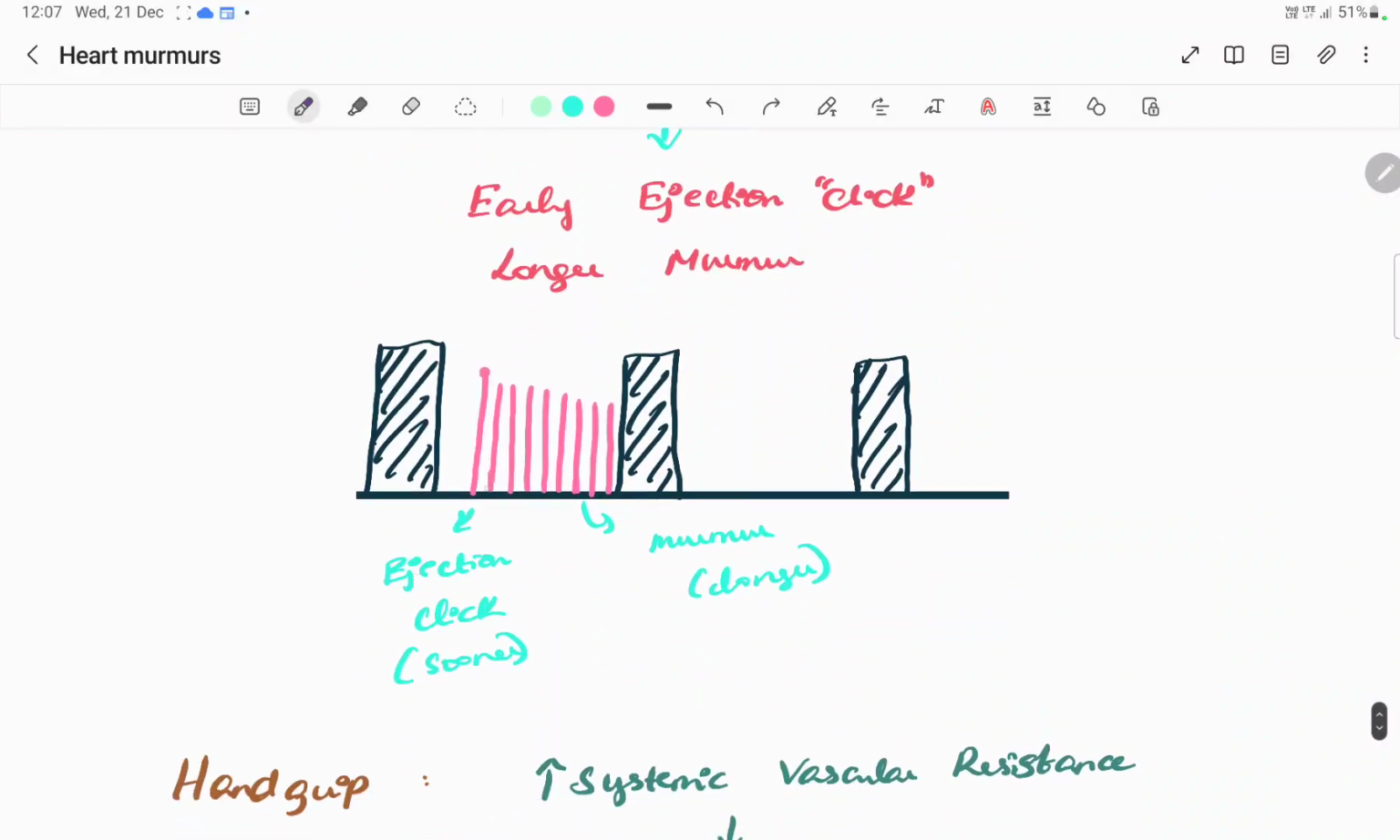The ejection click is going to be sooner because there is going to be less left ventricular end diastolic volume. So the ejection click is going to be sooner, so there will be a longer murmur. So these are the exceptions.